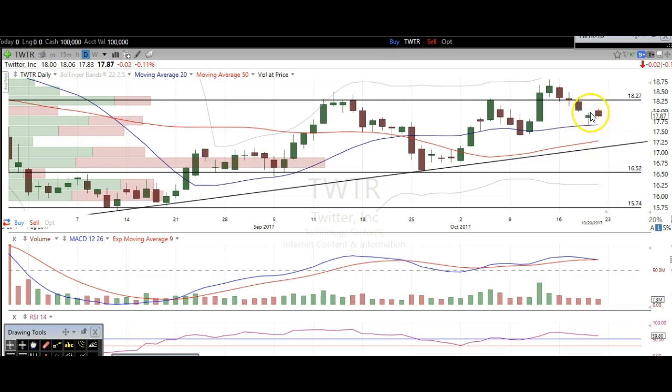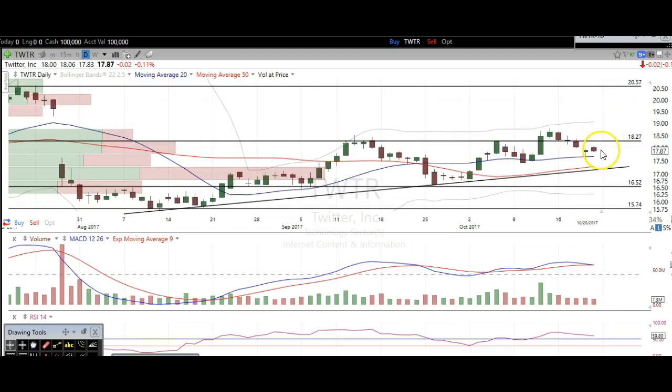Obviously, we got this hammer, so we'll see if we can get some kind of a bounce. But to me, Twitter looks like it's heading lower as long as it stays below that 1830. A great bounce zone on Twitter is down here near the 50-day moving average against this trend line. You can see it started there, got a bounce right here, and right here.